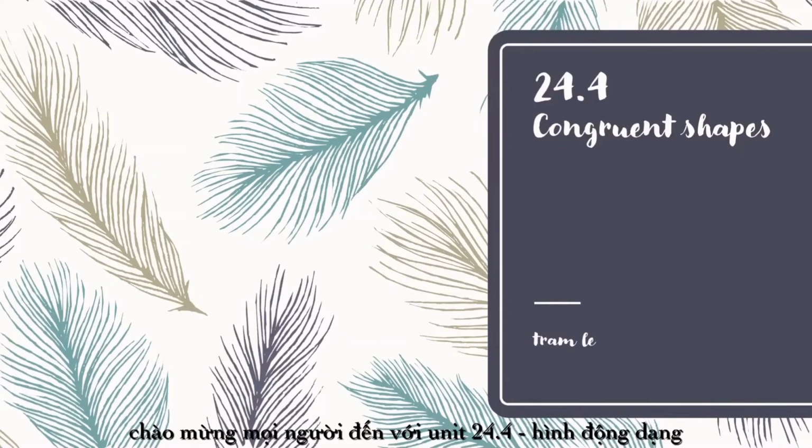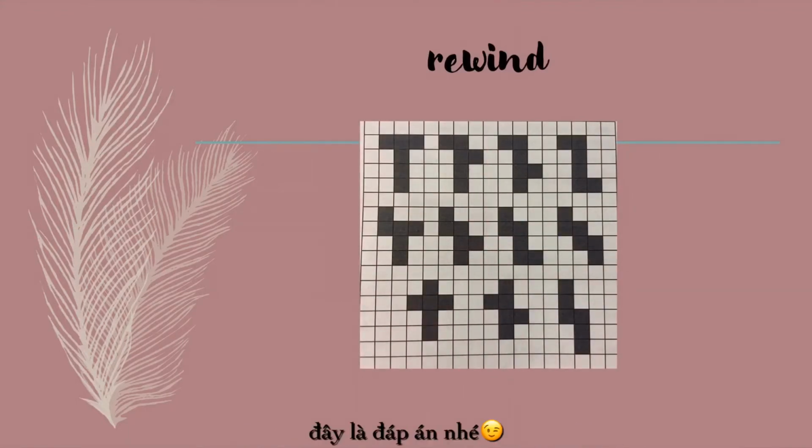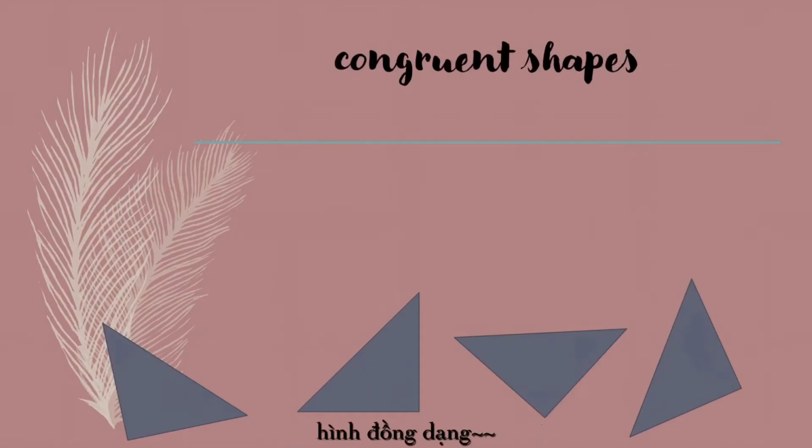Hey guys, welcome to Unit 24.4 of Congruent Shapes. First of all, let's go back to 24.3. Were you guys able to get all 11 nets? Well, here's the answer. Now into today's lesson of congruent shapes.